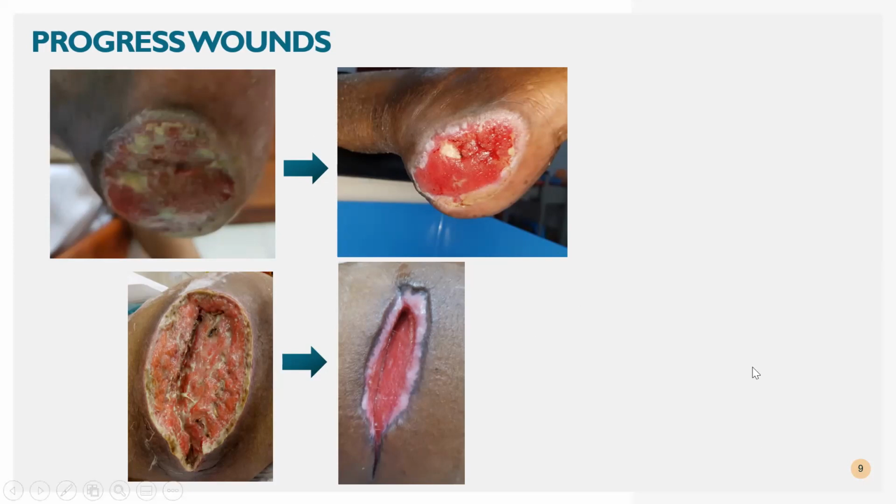Okay. These two photos are actually of the same person. The lady is a mother, almost 60 plus. But recently, all the wounds have completely dried out and there is no more wound anymore. Everything is under control now.